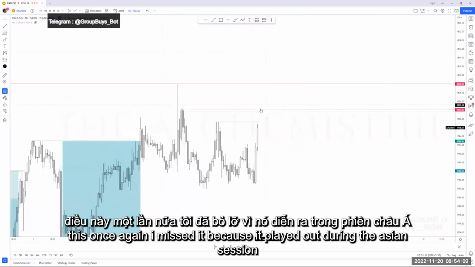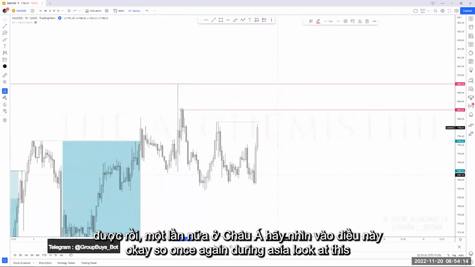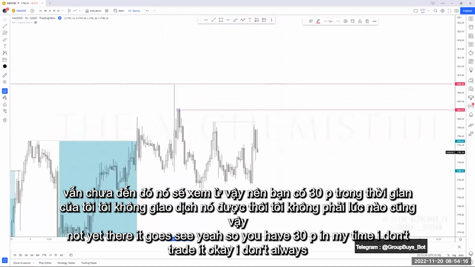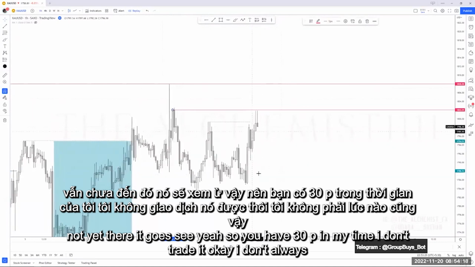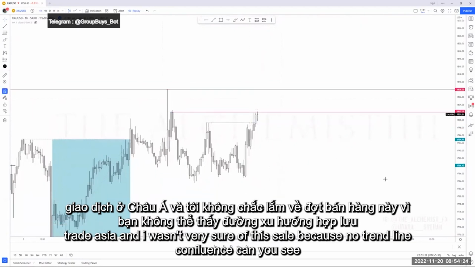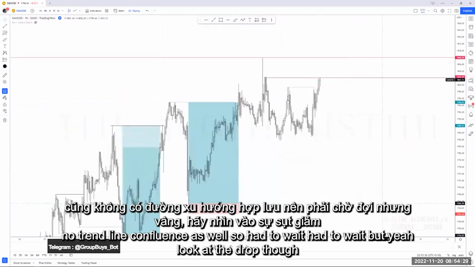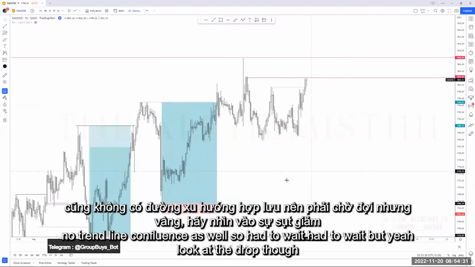So once again I missed it because it played out during the Asian session. Look at this. Not yet. There it goes. See? So 12:30 p.m. my time. I don't trade Asia. I don't always trade Asia, and I wasn't very sure of this sell because there was no trend line confluence. Can you see? No trend line confluence as well, so I had to wait.